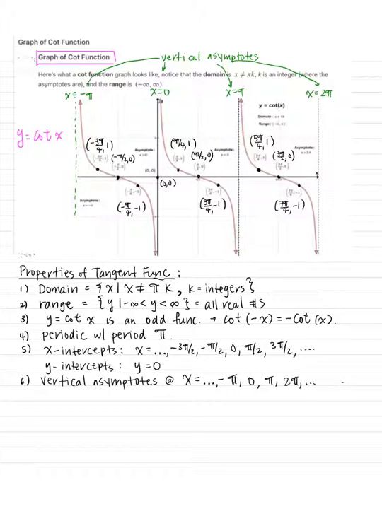So the domain is the set of x such that x cannot be a multiple of pi. And the range is all real numbers. And cotangent is an odd function. And cotangent is periodic with period pi, just like the tangent. And the x-intercepts are negative 3 pi over 2, negative pi over 2, 0, pi halves, 3 pi over 2, and so forth. And again, the y-intercept is only at y equals 0. And we've got the vertical asymptotes at negative pi, 0, pi, 2 pi, and so forth.